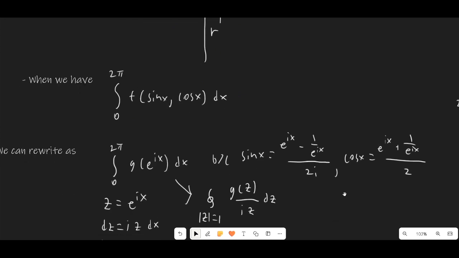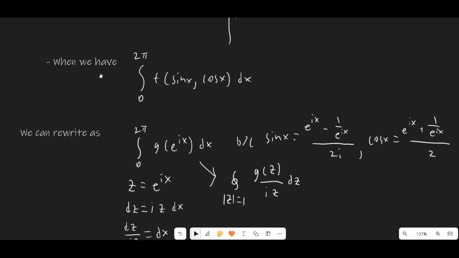Now this only happens in a very specific type of integral, which is when we have the integral from 0 to 2 pi of f of sine of x and cosine of x dx. And we can rewrite this as g of e to the ix because sine of x is e to the ix minus 1 over e to the ix, all over 2i, and cosine of x is e to the ix plus 1 over e to the ix, all over 2. Something else to note here is that this function of sine of x and cosine of x could just be some arbitrary function of e to the ix. In general, you'll see it in forms of sine of x and cosine of x, but I've had some situations where it's just written in terms of e to the ix.